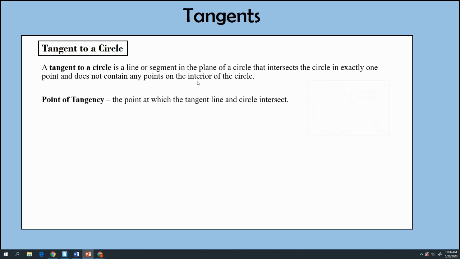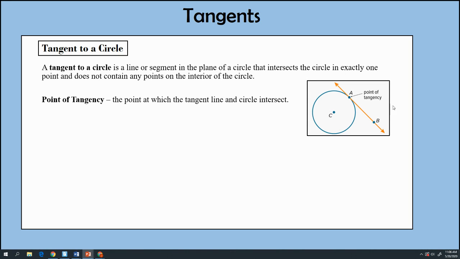All right. And if I show you an example here, you can see that line AB would be our tangent line, and it's tangent to circle C, and the point of tangency here is point A. So this line AB is just nicking the circle right here at this one singular point. And obviously, that's the only point that the line and the circle have in common here, point A. So that's a tangent line, or it could be a segment. It doesn't have to be a line, it could be segment AB.